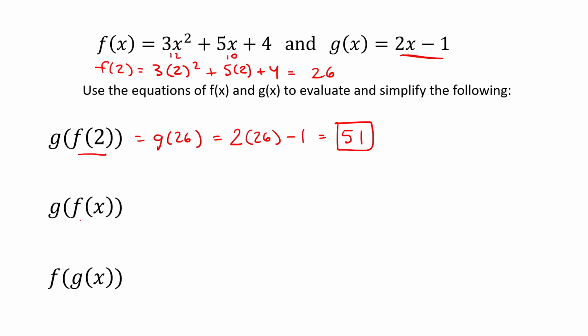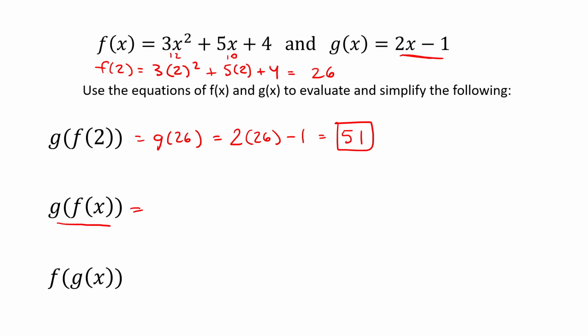Sometimes what you'll be asked to do, though, is actually compose the functions in terms of x. So g of f of x, right? Let's think about what that means for a minute. So, g of 3 would mean plug in 3. Right? So where there used to be an x, put a 3 instead. Okay, so what we're going to do now is just g of f.